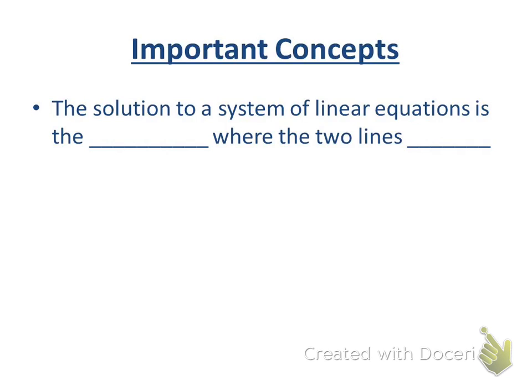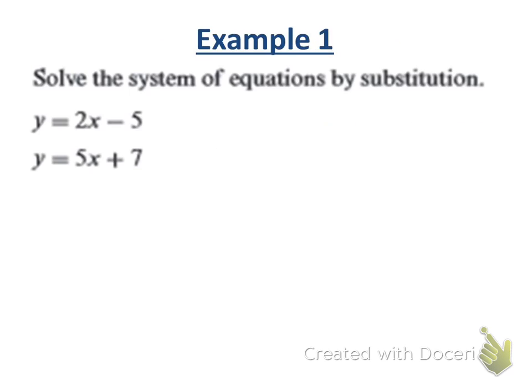Do all lines intersect? No. Two lines in a plane cannot intersect if they are parallel. A plane is a flat space, a coordinate plane specifically. We just looked at an example from homework where we talked about parallel lines that do not intersect. But the solution to a system of linear equations is the point where the two lines intersect. All right, so let's solve this system of equations by substitution.